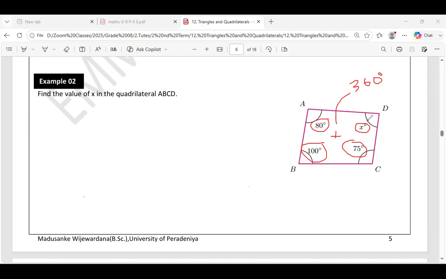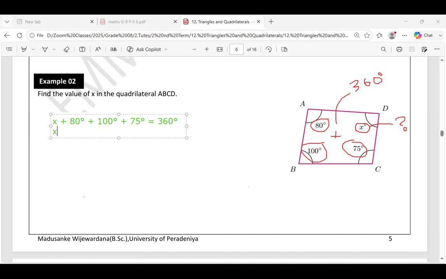So I am going to find x. So I will take x at the first place when I am writing the equation. x plus 80 degrees plus 100 degrees plus 75 degrees equals 360 degrees. So this is the main equation. Important equation you need to maintain.